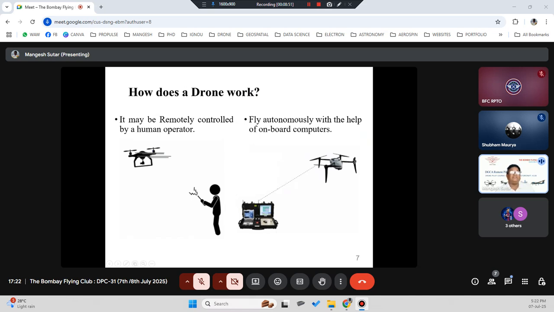So how does a drone fly? It may be remotely controlled by a human operator. You can see here, a person is flying a drone and he has a remote control. So this is RPAS, remotely piloted aircraft system. Whereas it can also fly autonomously with the help of onboard commands. This is an autonomous UAV. You are just feeding the flight plan and saying execute. That's it. You are not actually flying the drone, you are just monitoring it. In case of any emergency, you can take over and manually manage the drone, whereas most of the operation is conducted autonomously. So either way, you can fly the drone remotely or autonomously.